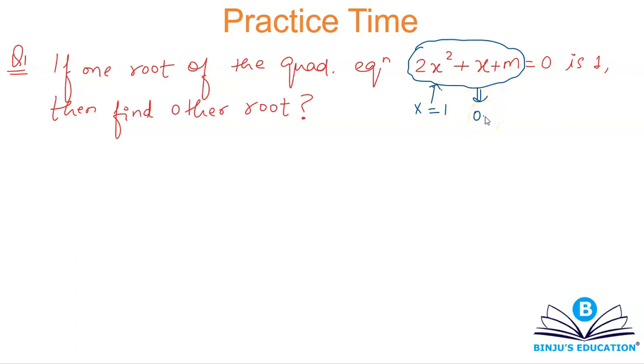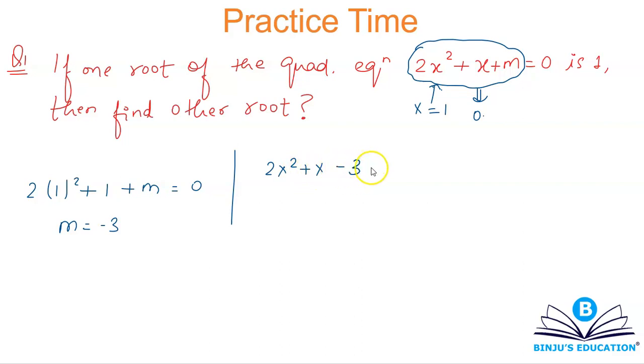So 0 will be equal to 0. Okay, so plug in 1 in this, you're going to get 2 into 1 square plus 1 plus m is equal to 0. You're going to get m is equal to minus 3. So if m is equal to minus 3, then the quadratic equation will become 2x square plus x minus 3 is equal to 0.